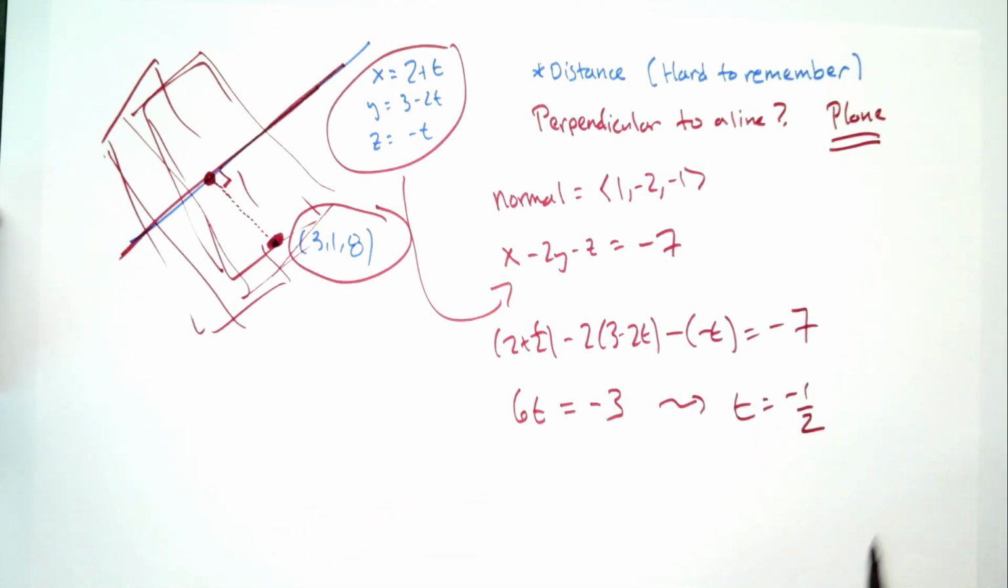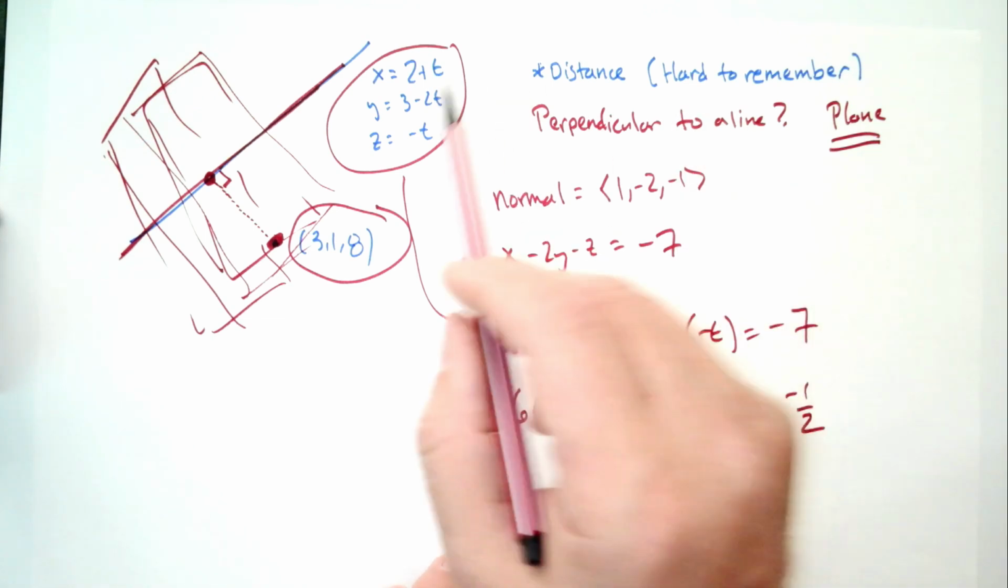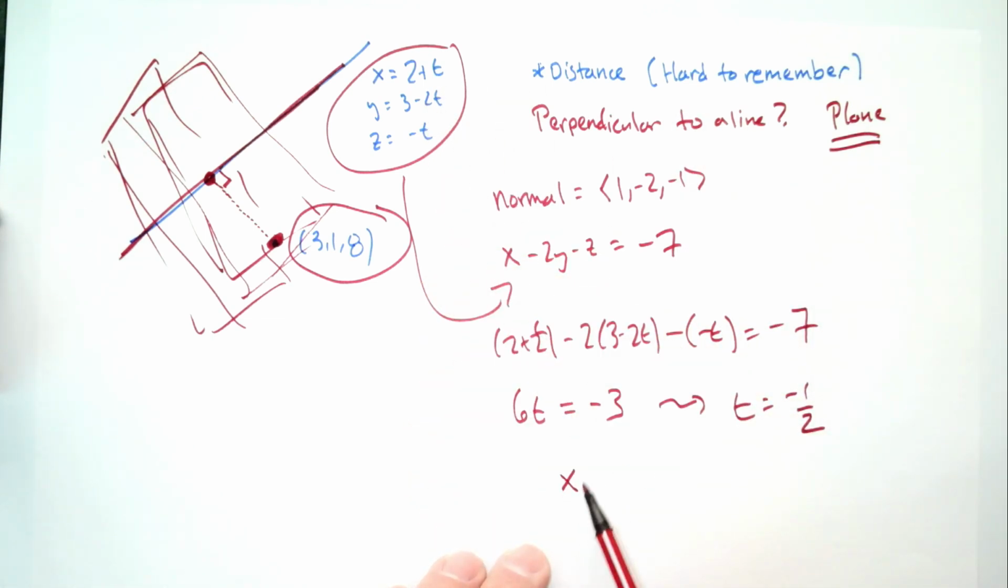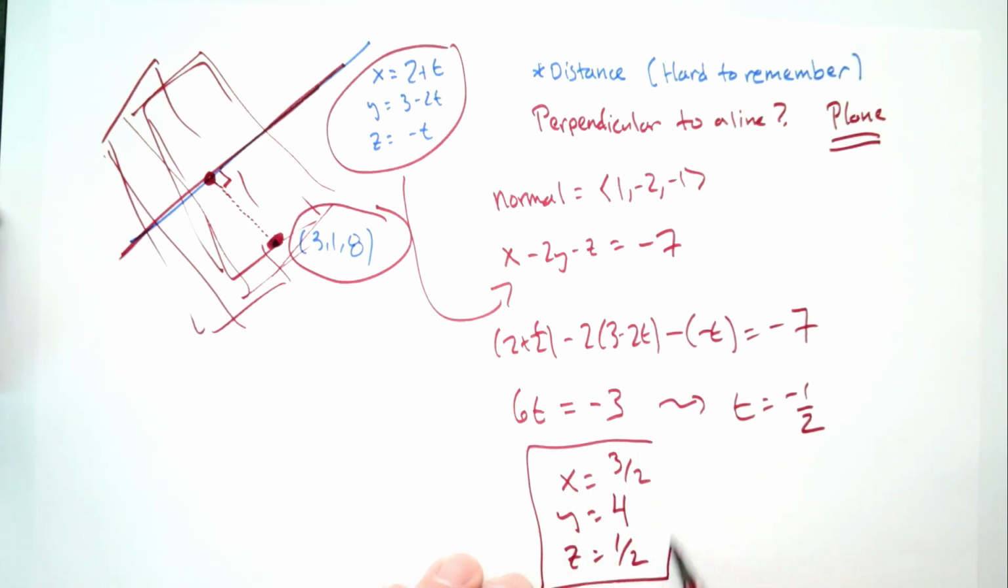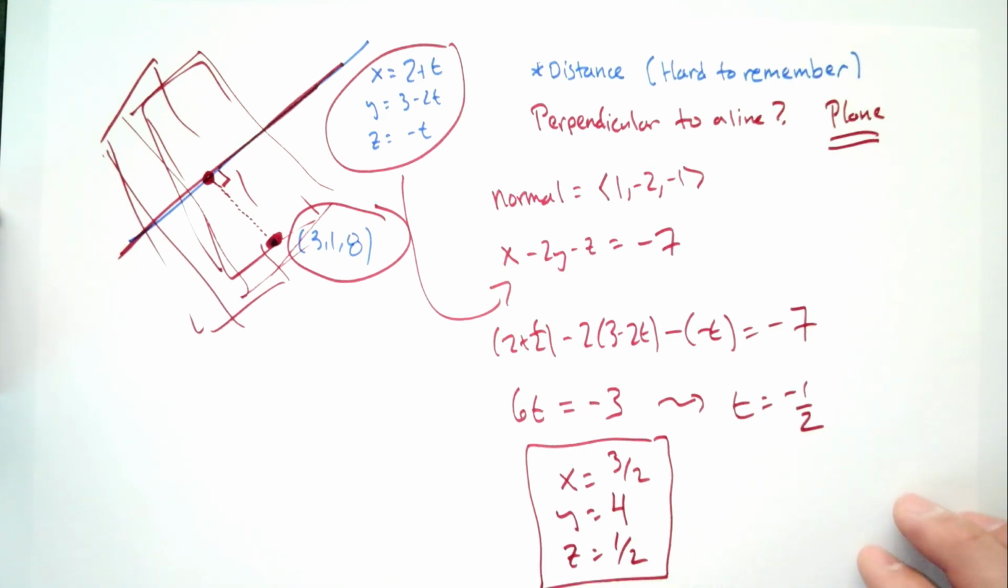And then, what do you do with this t equals -1/2? You plug it back into your line. So you end up with x equals 2 plus -1/2, which is 3/2. Y equals 3 minus 2 times -1/2. That'd be 3 plus 1, which is 4. And z equals 1/2. So it looks like that should be our answer. And so that's the idea. So anyways, that's how I would do it.